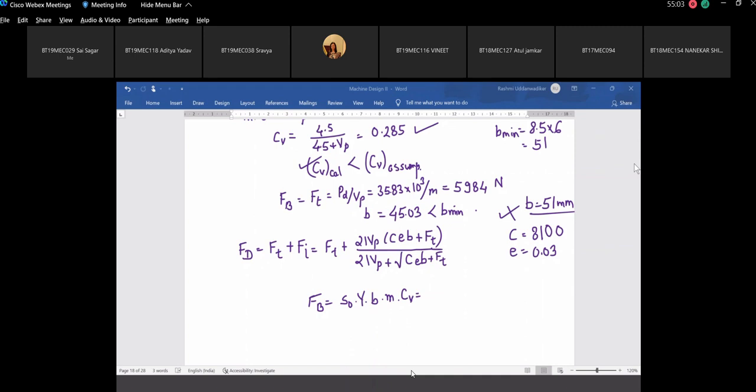6781. FB is now greater than FT, right? So this is safe. As far as this calculation goes, FB is greater than FT, which is 5984. So this is safe. Now we'll check FD and FB. And when we are checking FD with FB, this value of FD will be compared with FB without CV.